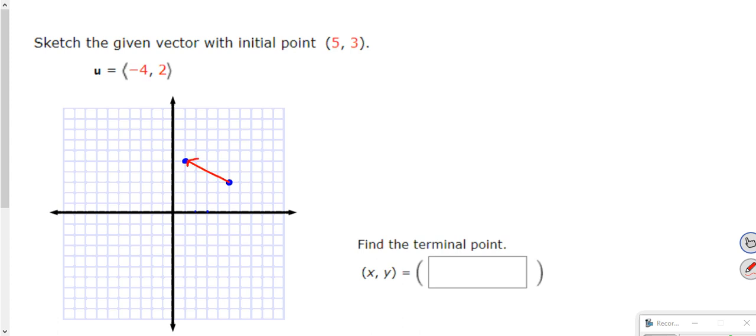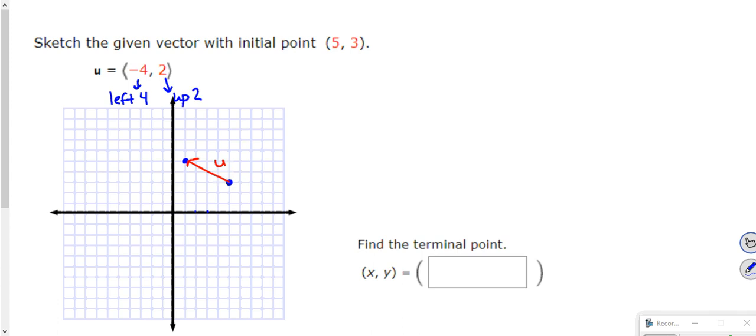This is my stop. On a vector, you have to draw the segment with the arrow on the end, because vectors have to have direction. Okay, so that's how we define vectors. So starting point to ending point. Starting point was 5, 3 that they told us, and then u here is to the left 4, up 2. That's what this is telling us. It's telling us left 4. This is telling us up 2.